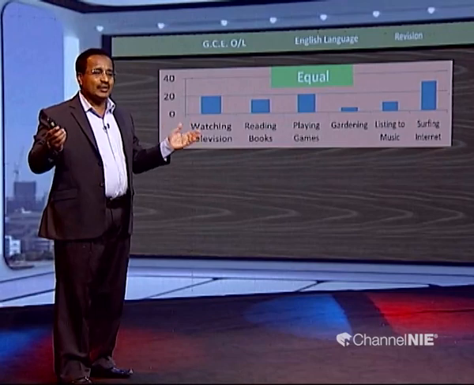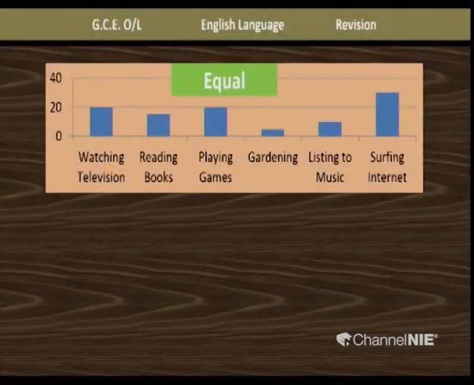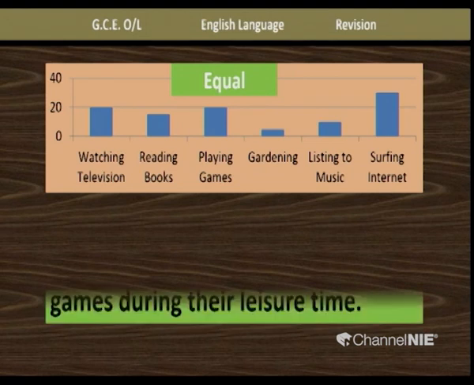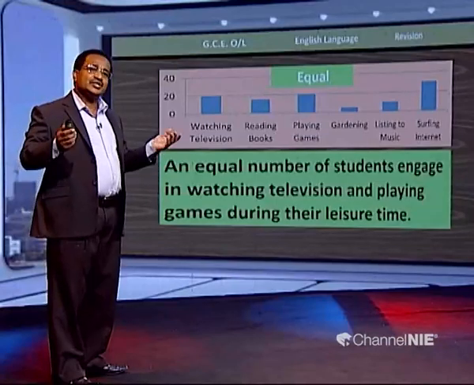Then equal number. Look at this. Watching television and playing games. 20 students enjoy watching television and the same number of students play games as well. An equal number of students engage in watching television and playing games during their leisure time. It is quite simple.